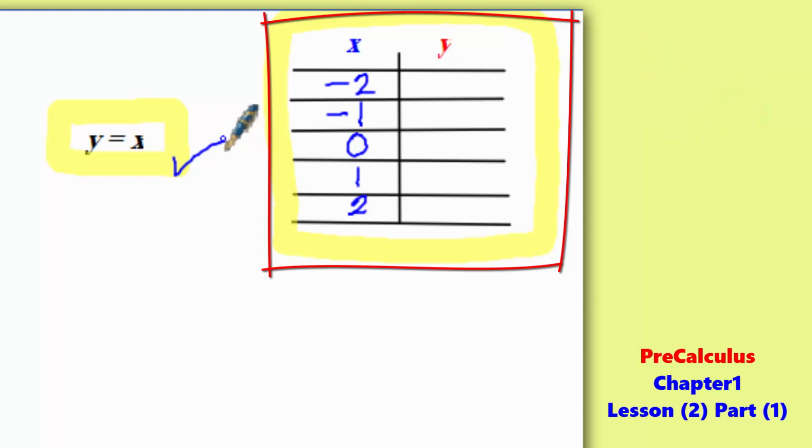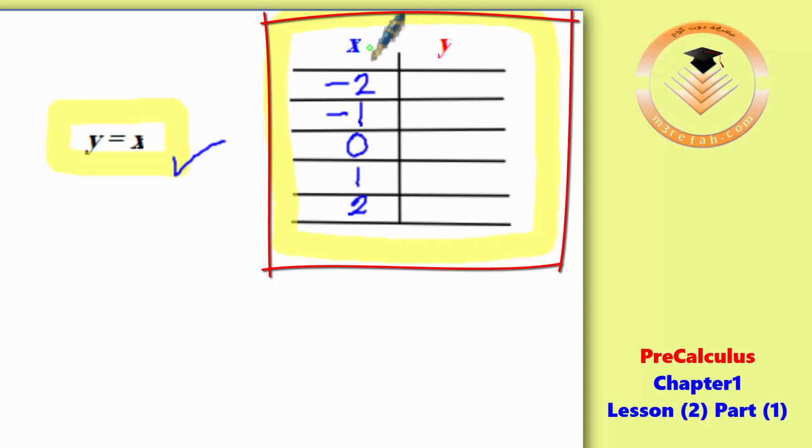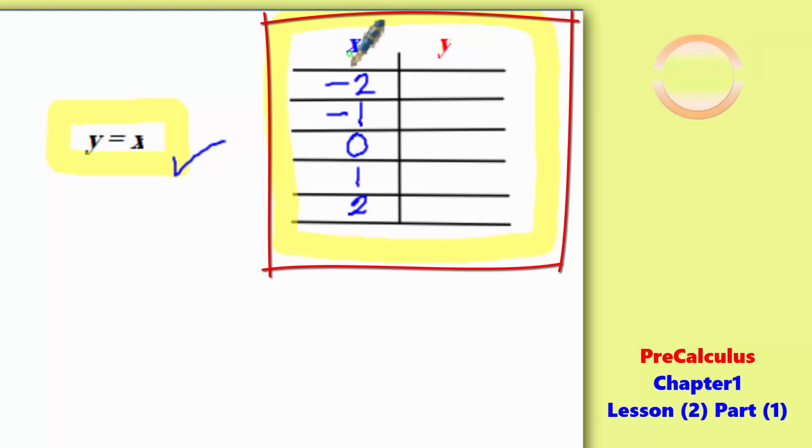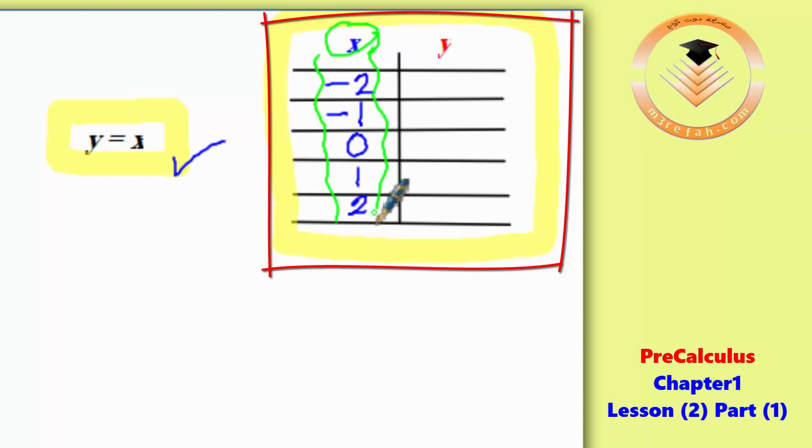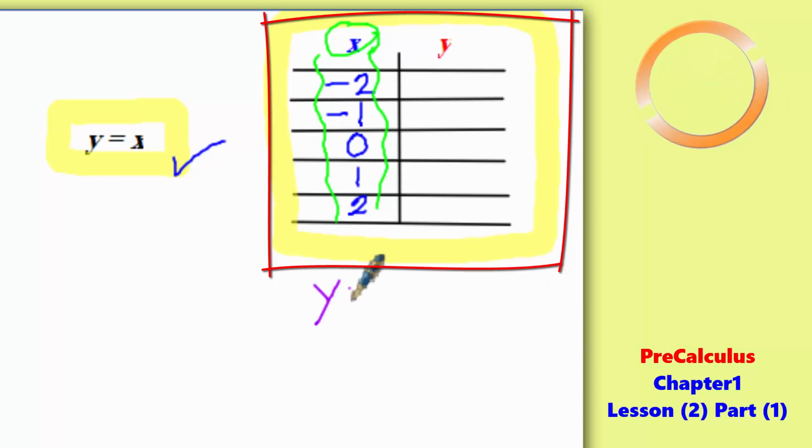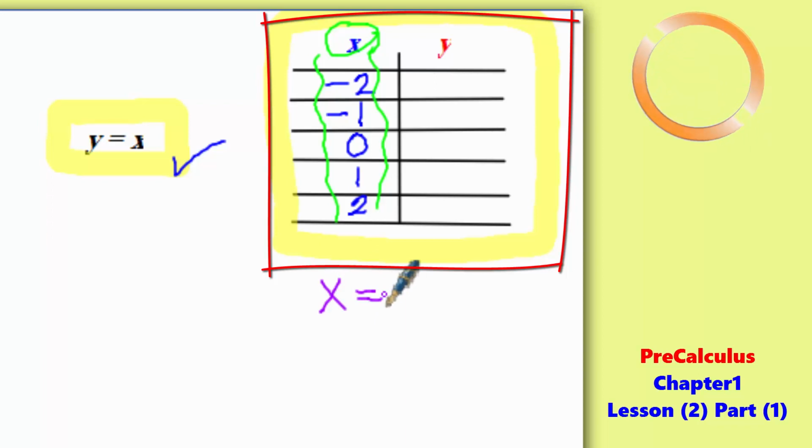So this equation actually tells you something about the value of your y. Our independent values, or the set of your domain in this case, is x and these numbers. Because x is independent and your y depends on x, our y will be the set of dependent values.